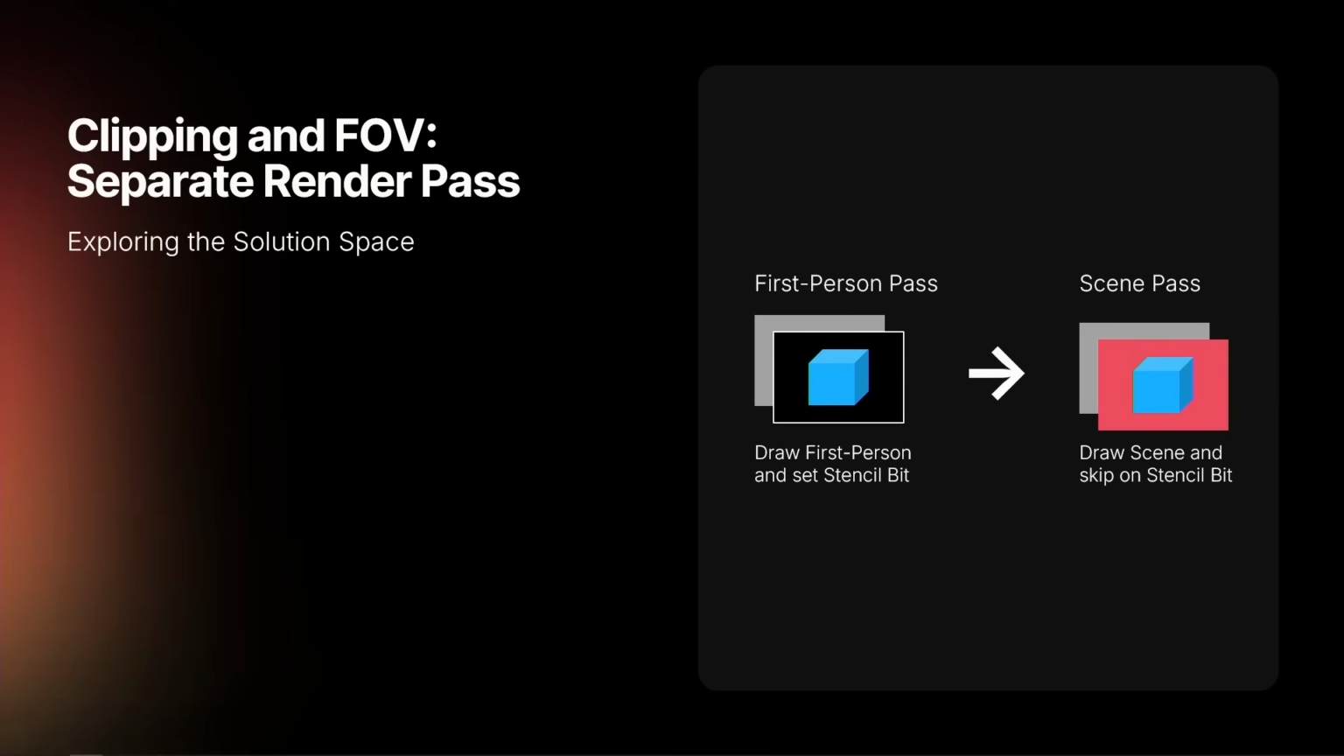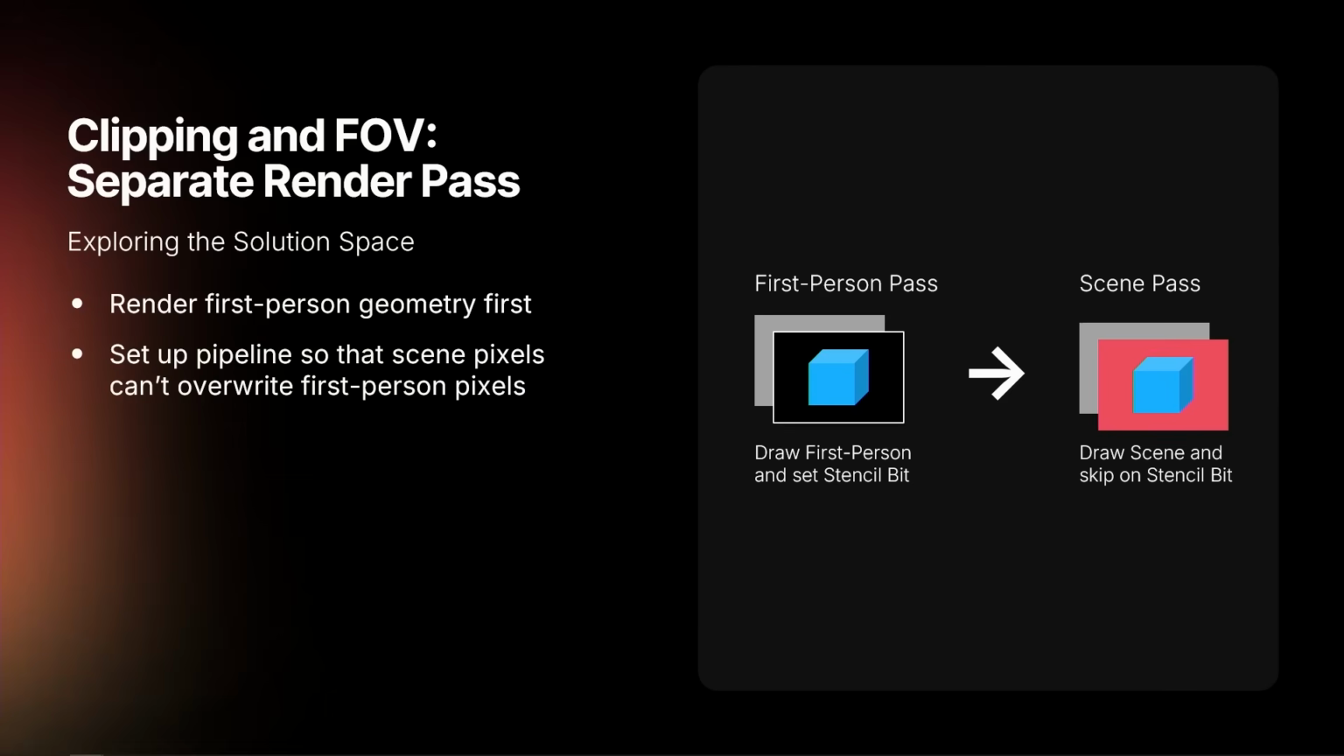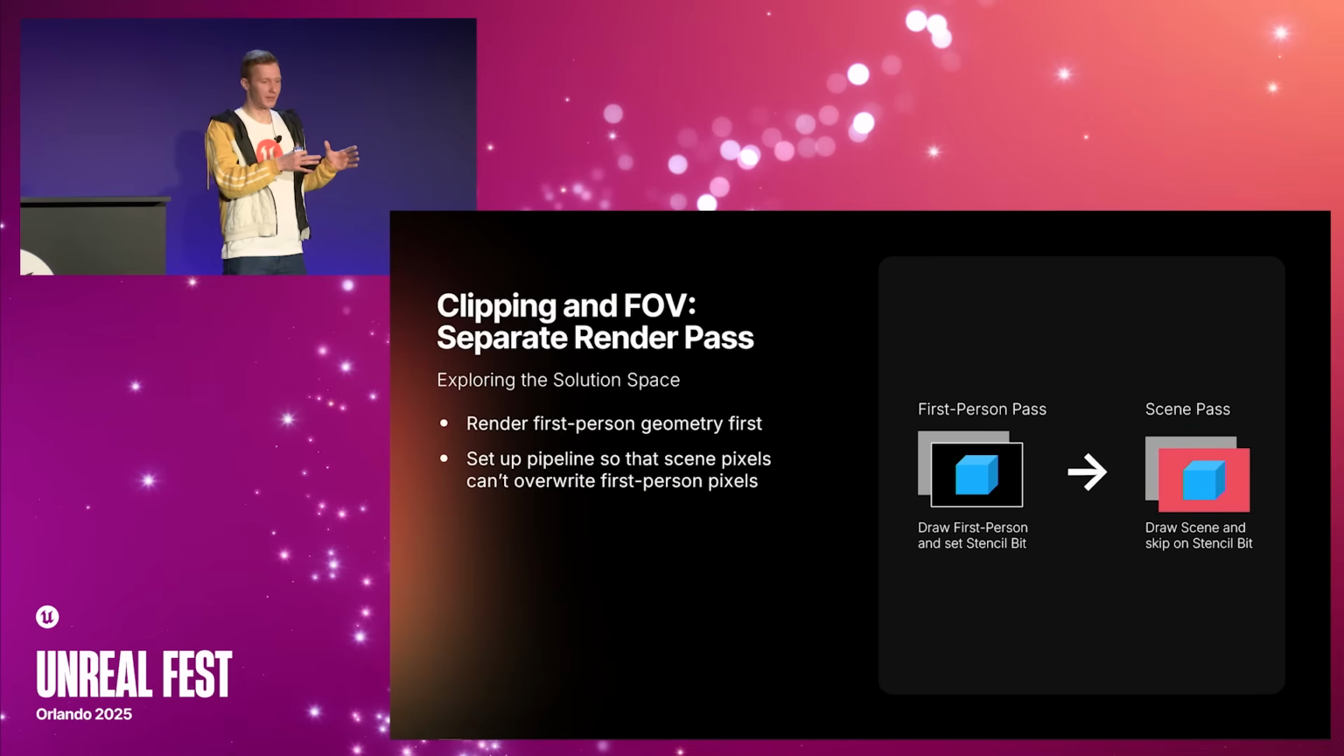Okay, next one. Like I said, I just came up with the names myself. I call this one separate render pass. So it's slightly more involved, but not terribly complicated. The idea is we first render the first-person geometry, and then we set up the lighting pipeline such that scene pixels cannot ever overwrite a first-person pixel. Since we first rendered the first-person geometry, we guarantee that nothing ever will overwrite those pixels.